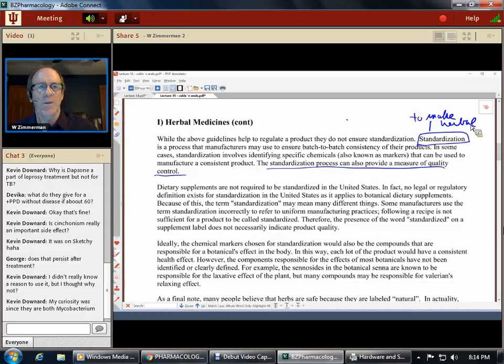Sometimes, here's another problem. You've got this herbal medicine, you ground up these leaves, okay? There are thousands of compounds in there. What's the active compound? How can we talk about purity when we don't know what the active compound is? So quite often they'll look for chemicals that they call markers and see if those are the same. But since you don't know what the active ingredient is, it can be a little bit hard to trace down.